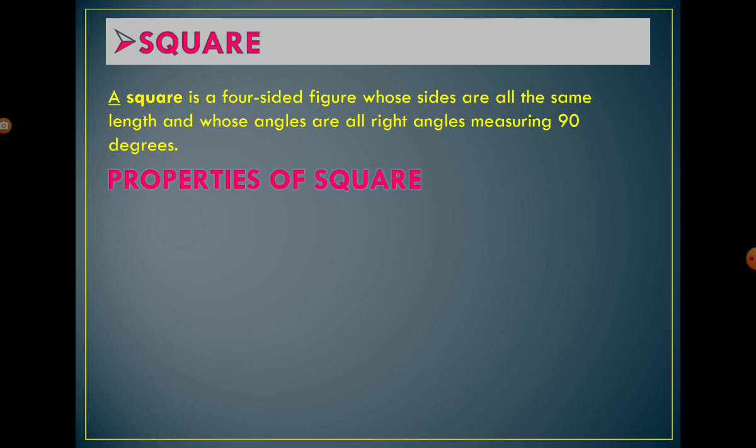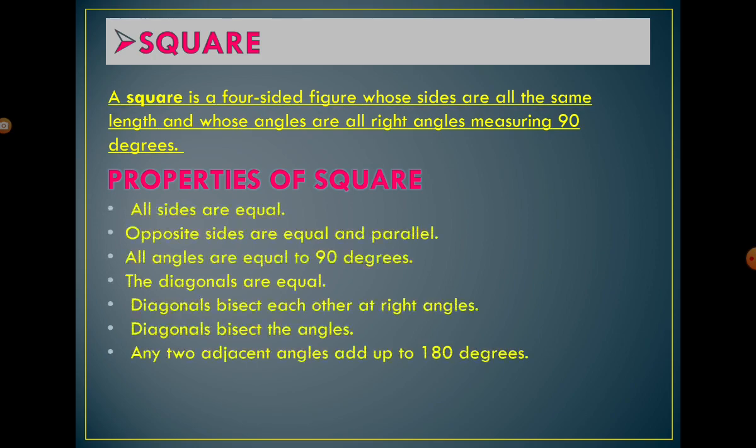Okay, so any four-sided closed figure will be a square. But the condition should be that all these sides should be the same. All the sides should be equal. So what are the properties of a square? All the sides are equal. This is the main one. Opposite sides are equal and parallel.